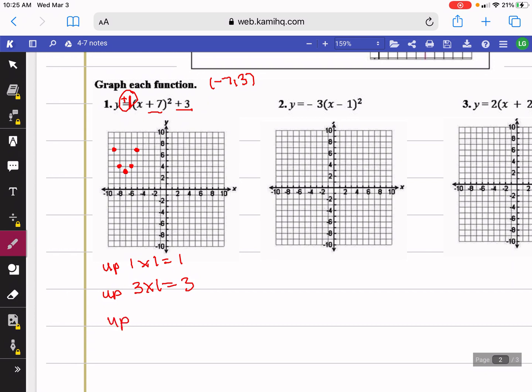Next, I'm going to go up 5 times 1 or 5 units. This is what I mean by the 1, 3, 5 pattern. First, you do your a times 1, then a times 3, then a times 5. So from here, I'd go 1, 2, 3, 4, 5. It's not going to fit there, so I'm just going to estimate it. And that's going to help me to sketch my graph.